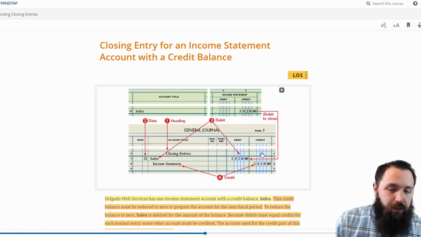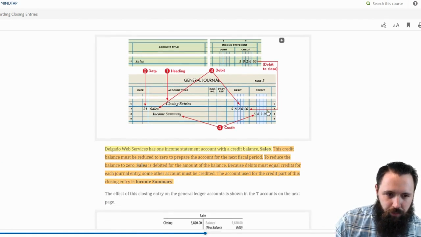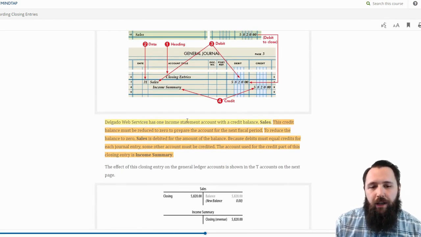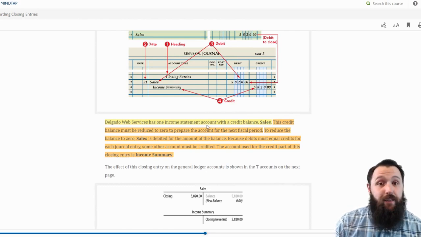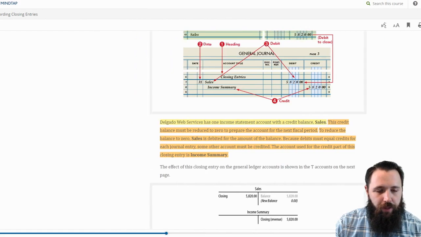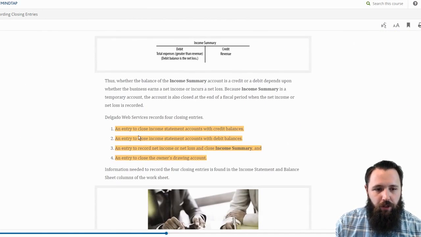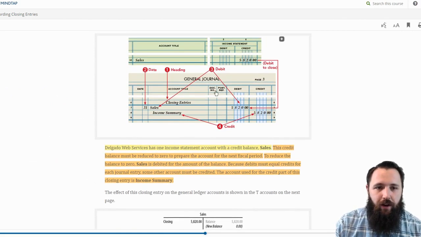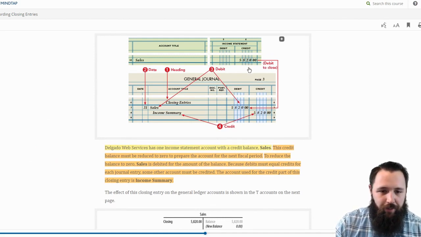So our sales, which has our credit balance from our worksheet. I'll scroll down a little bit. It says Delgado Web Services has one income statement account with a credit balance, and that is sales. So the credit balance account that we need to close is our revenues, our sales. Delgado Web Service only has one of them, and it's just going to be sales. If we looked at our income statement, that's what's on our income statement worksheet. You guys have been looking at this already.